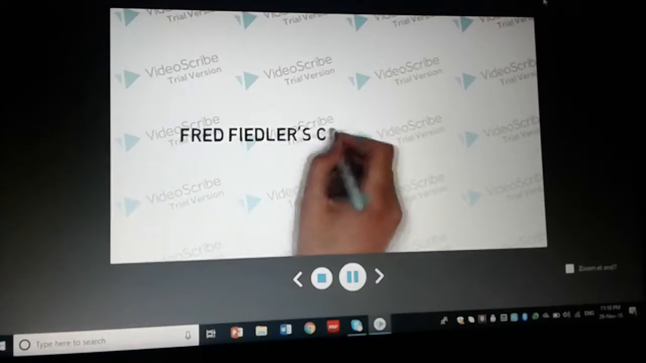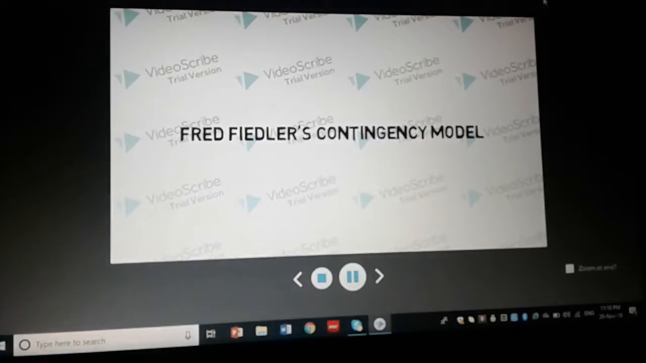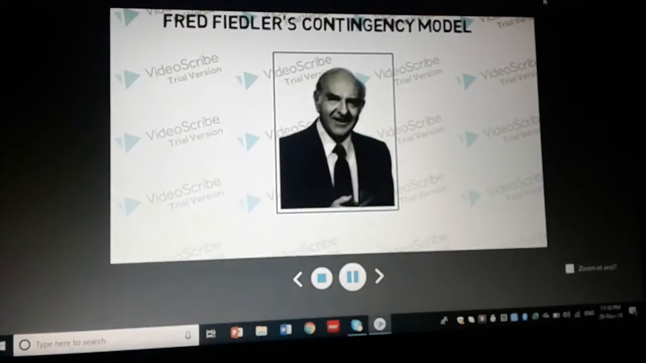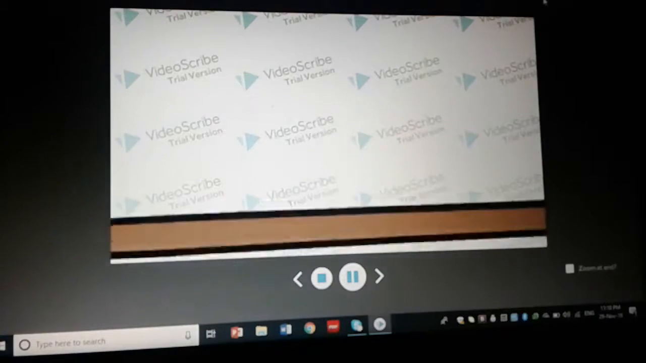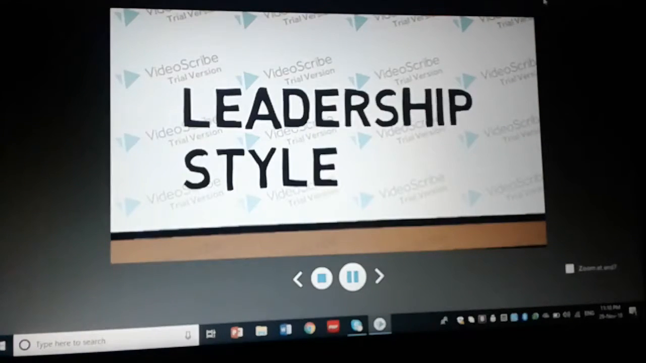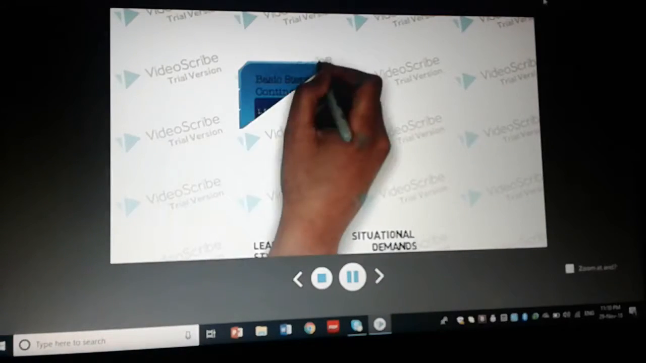In the mid-1960s, a scientist named Fred Fiedler, who studied the personality and characteristics of leaders, created the Fiedler Contingency Model. This model proposed that good leadership depends on a match between two things: leadership style and situational demands. There are three basic steps to Fiedler's model.